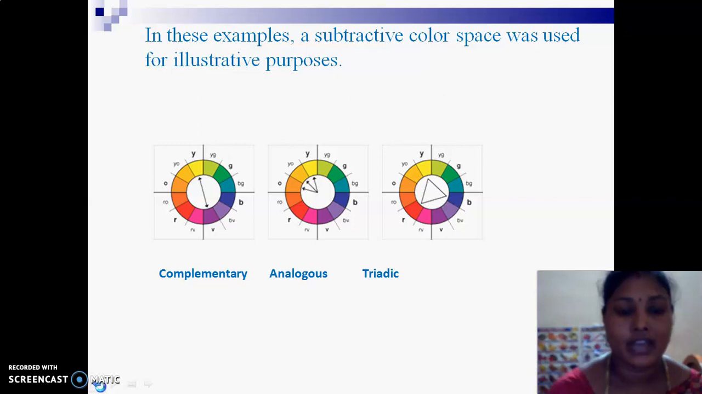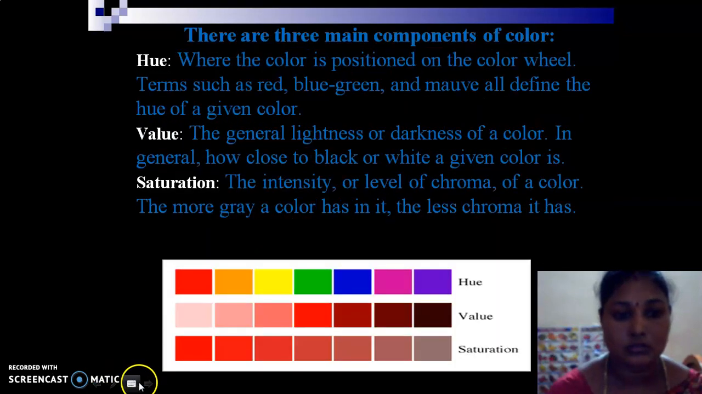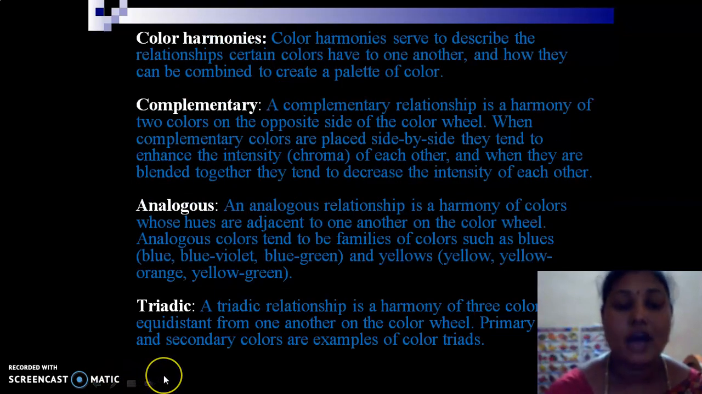Once again, we have to look at the harmonies of colors. First one is complementary colors, analogous colors and triadic colors.